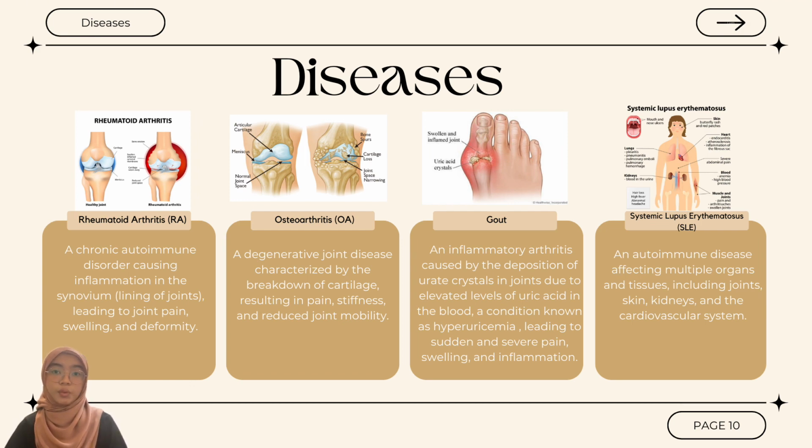The third one is gout. Gout is inflammatory arthritis caused by deposition of urate crystals in joints due to elevated levels of uric acid in the blood, which is a condition known as hyperuricemia, leading to sudden and severe pain, swelling, and inflammation. Last but not least is systemic lupus erythematosus (SLE). It is an autoimmune disease affecting multiple organs and tissues, including joints, skin, kidneys, and the cardiovascular system.